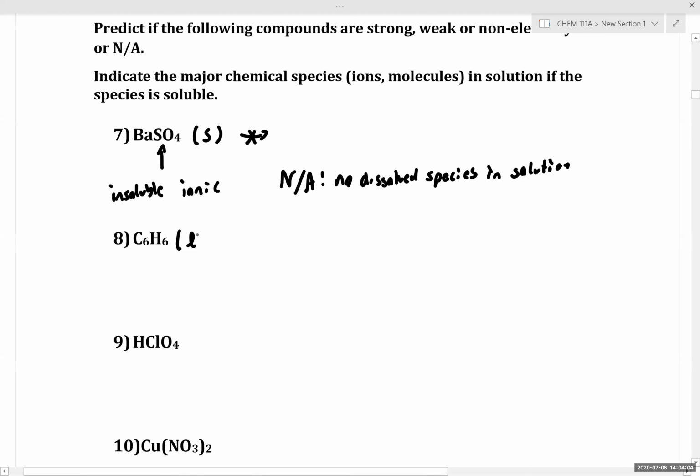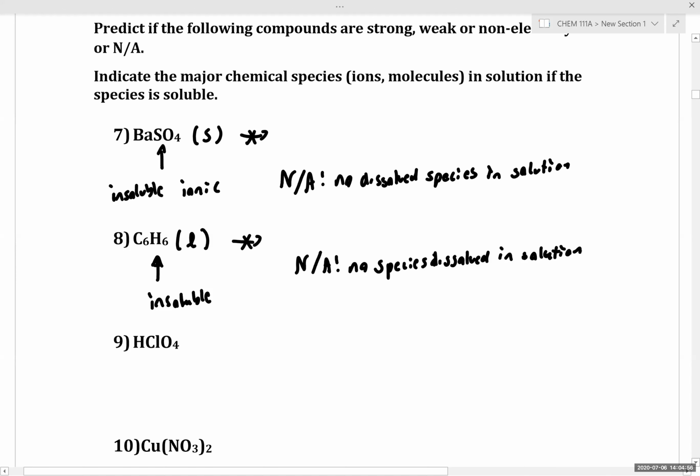Let's look at C6H6. Are hydrocarbons soluble or insoluble in water? Insoluble, exactly right. So hydrocarbons are typically insoluble in water. So we'd again list it as not dissolved. It's an immiscible liquid. There is no species dissolved in solution. Does this make sense to everyone so far?